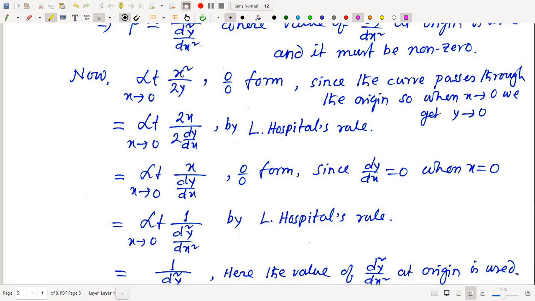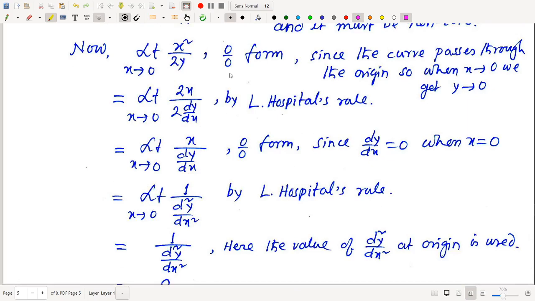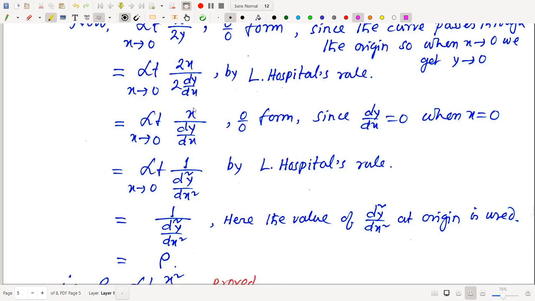Means differentiate numerator. Derivative of x square is twice x. Derivative of y is here dy by dx. So 2 dy by dx. 2 gets cancelled. This is by L'Hospital's rule. When a limit is in the form 0 by 0, we can differentiate numerator and denominator separately. So x by dy by dx.